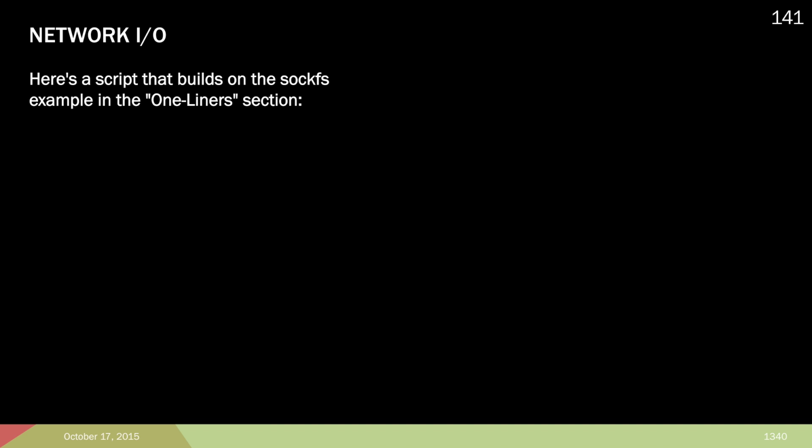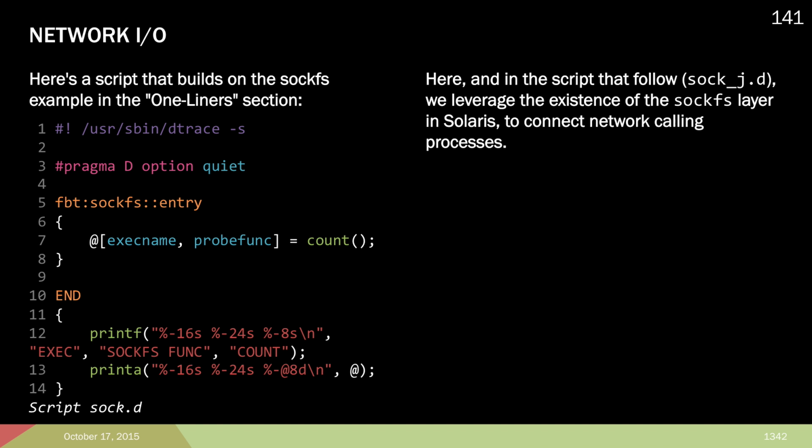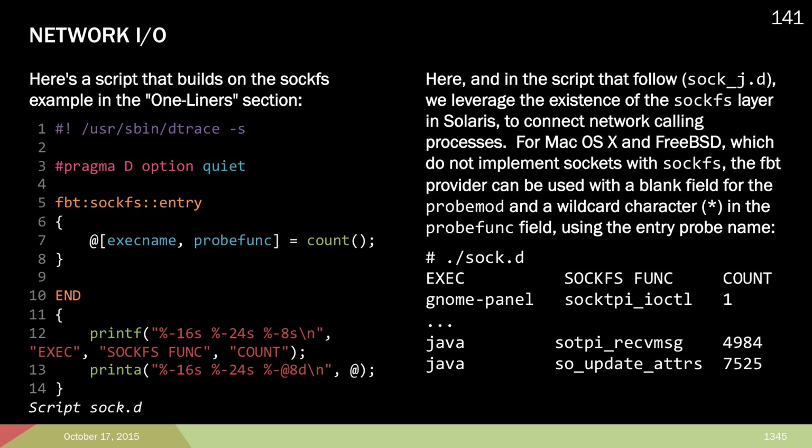Here's a script that builds on the sockfs example in the one-liner section. Here, and in the script that follows, sock_j.d, we leverage the existence of the sockfs layer in Solaris to connect network I/O to calling processes. For Mac OS X and FreeBSD, which do not implement sockets with sockfs, the FBT provider can be used with a blank field for the probe module and a wildcard character for the probe function field, using the entry probe name. This is a good start. Let's drill down.